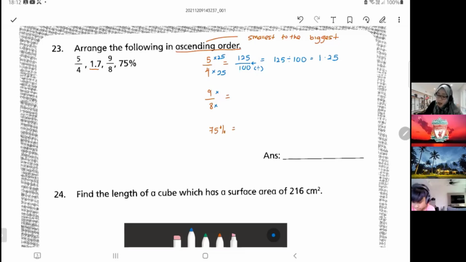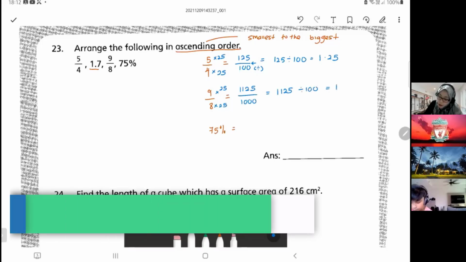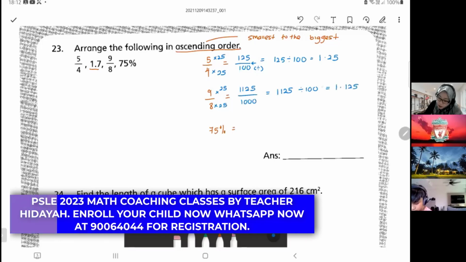Okay, now next, this one you can times it and change it into a decimal as well by changing it to 1000. This one times 25 times 25. Okay, so you are going to get 1125 over 1000 equals to 1125 divided by 1000 equals to 1.125.